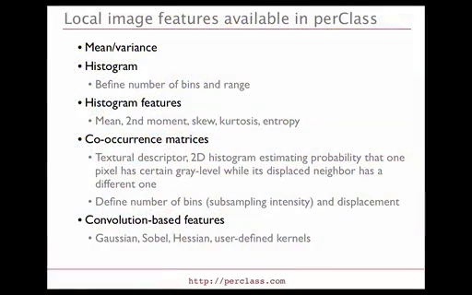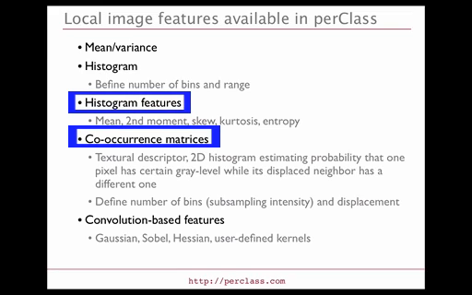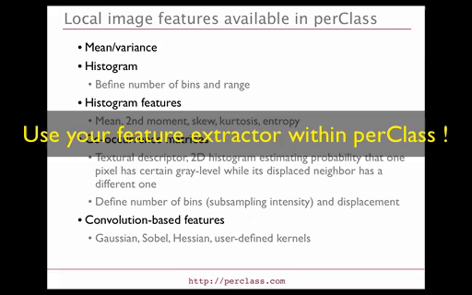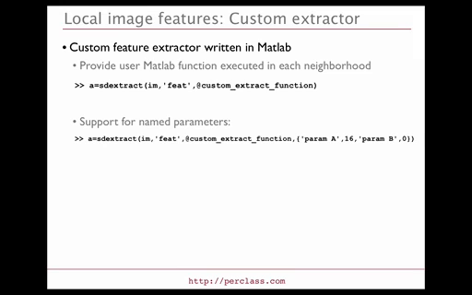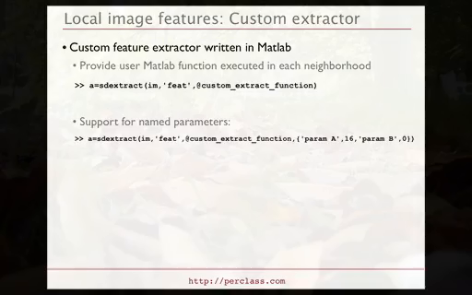A number of other feature extractors are available in perClass, such as local histograms, co-occurrence matrices, and convolution-based filters. Do you have a favorite feature extractor specific for your application? You can easily use it within the perClass framework. A custom feature extractor is invoked by providing the function handle. The custom feature extractor may also use named parameters, defined in an additional cell array.